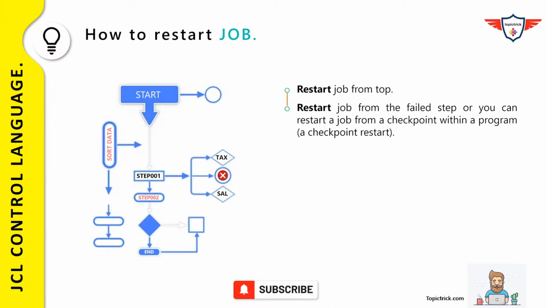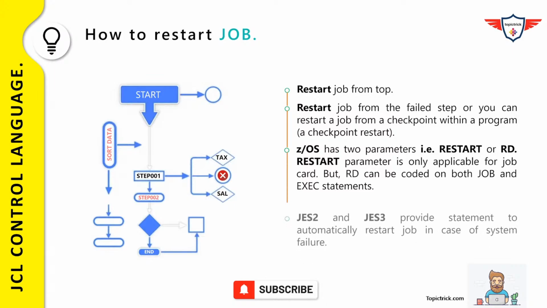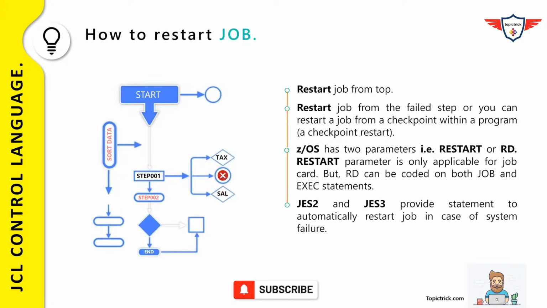It is possible to restart a job at a point other than the beginning. To be very precise, you can restart a job from a designated step or you can restart a job from a checkpoint within a program. So there are two different parameters that are used to restart a job. First one is the RESTART parameter that can be coded on the JOB statement and it is used to handle your job failure. You just need to specify the RESTART parameter followed by an equal sign and then the step from where you want to restart your job. In addition to these two parameters, you have JES2 and JES3, and both provide statements that can be used to restart a job automatically in case there is a system failure.